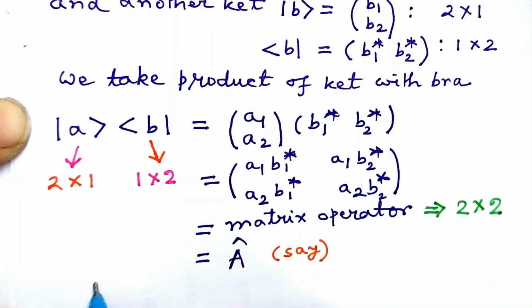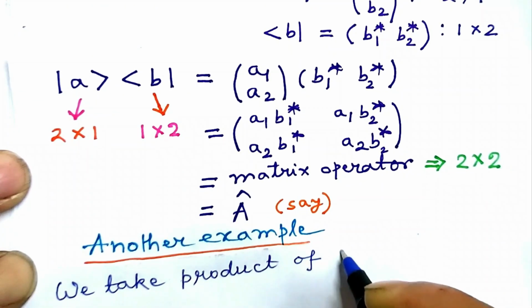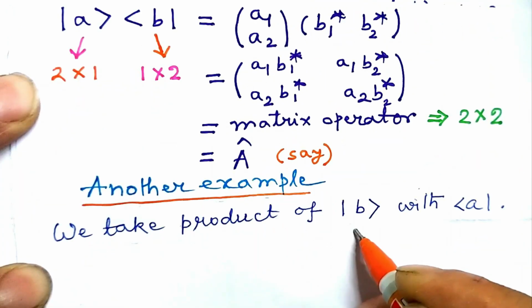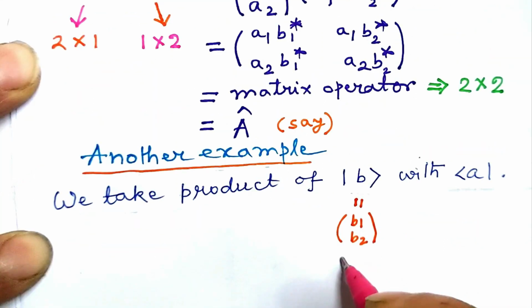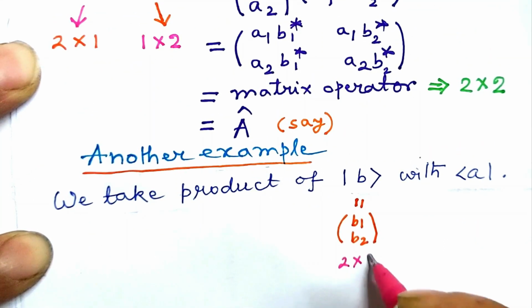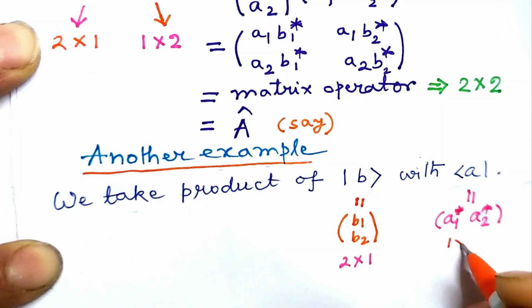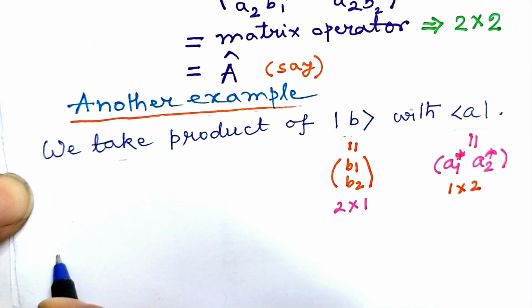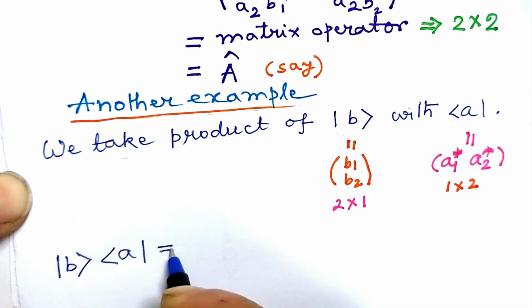Have we got things right? Let us recheck taking another example. We take product of ket B with bra A. And what is ket B? As mentioned earlier, it is a column matrix B1, B2, a 2 cross 1 matrix. And what is bra A? We had for it A1 star, A2 star, a 1 cross 2 matrix. Can we compile ket B bra A? Let's try.